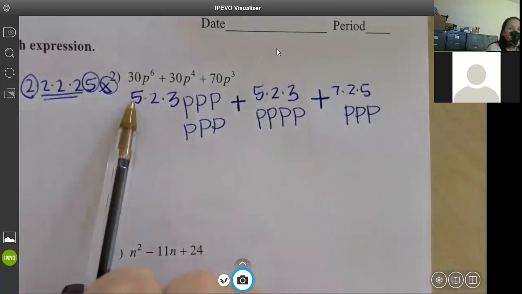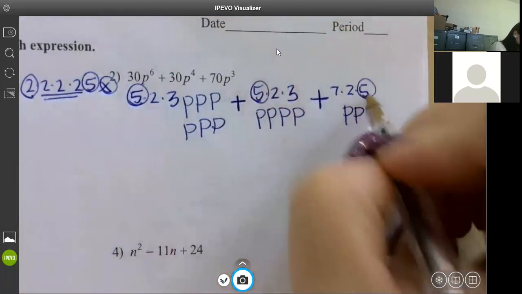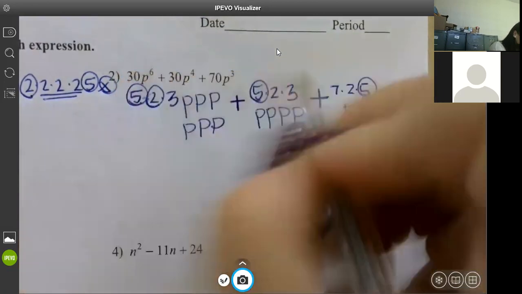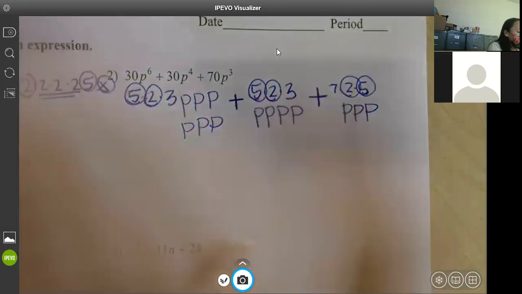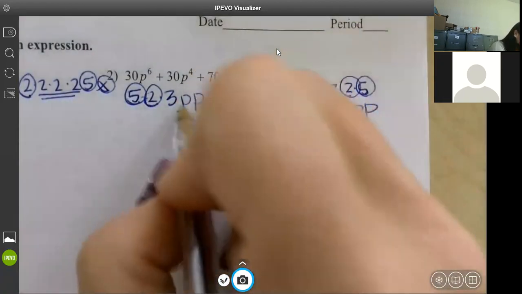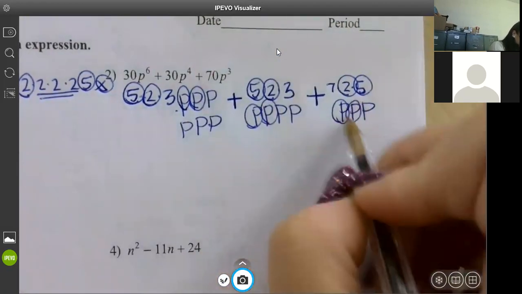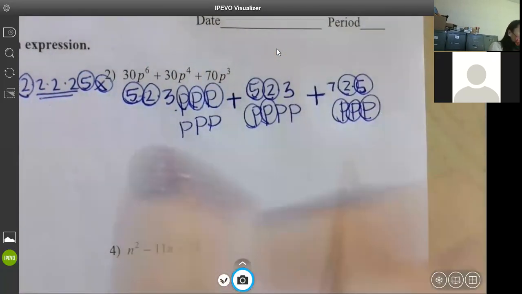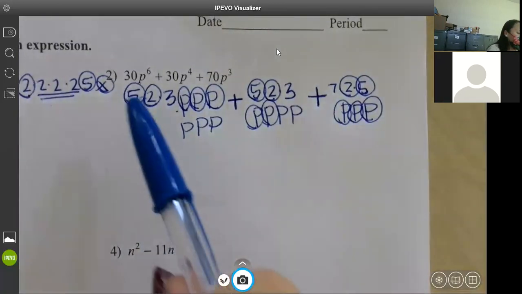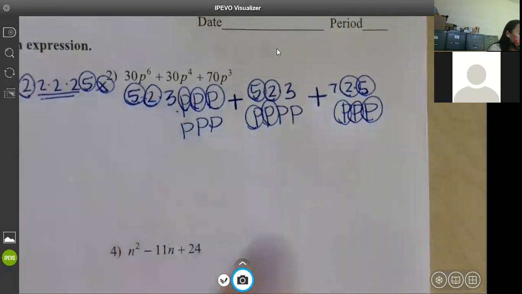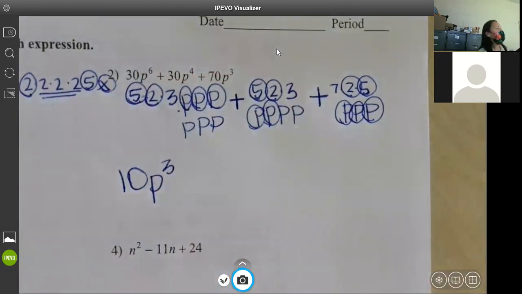Is there a 5 in each one? Yes, so we're going to circle it. Is there a 2 in each one? Yes. Is there a 3 in each one? No, so we skip over that. Is there a p in each one? Is there another p in each one? Is there another one? We're done, right? So what did we circle? What's 5 times 2? 10. And 3 p's, or p cubed.